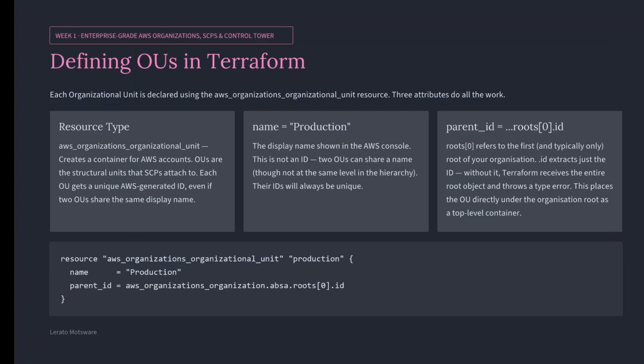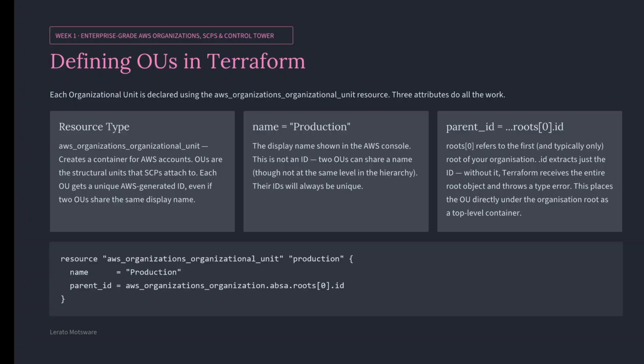Each OU is declared using the AWS organizational unit resource. Three attributes. That is all. Three. Name. The display name you see in the AWS console, not an ID. Think of it like a name badge at a conference. Two people can have the same name, but the ID numbers on their badges are always unique.